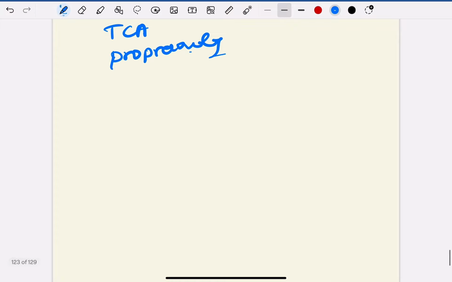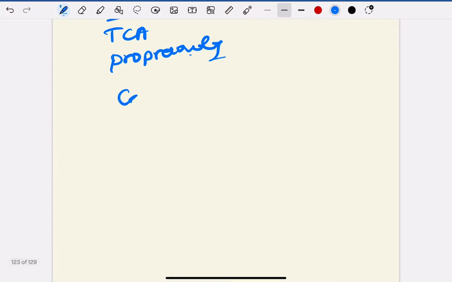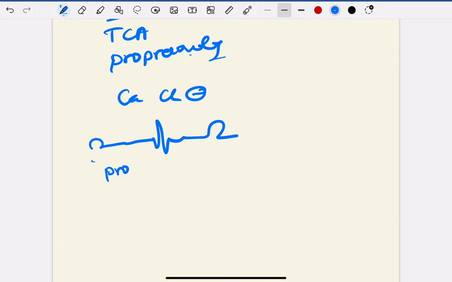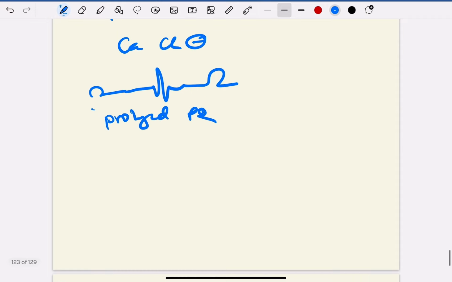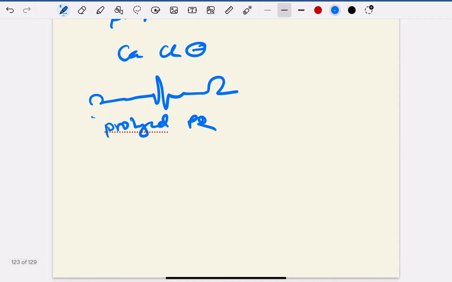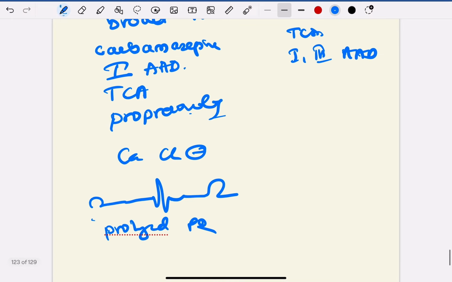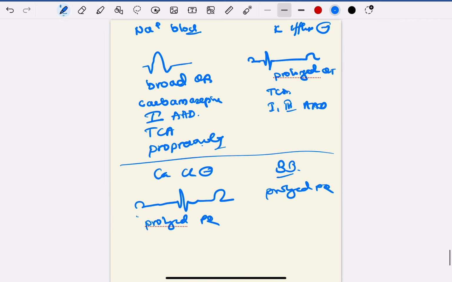If you block calcium channels, what findings do you get? You get bradycardia and prolonged PR. So what are your drugs? Verapamil and diltiazem. And if you block beta receptors with beta blockers, again you will get prolonged PR. Your drugs include atenolol, metoprolol, propranolol, and sotalol. Okay, so these are the various channel blockers and their ECG features.